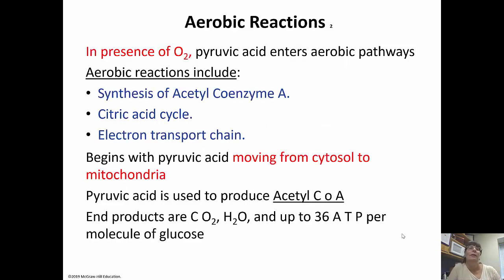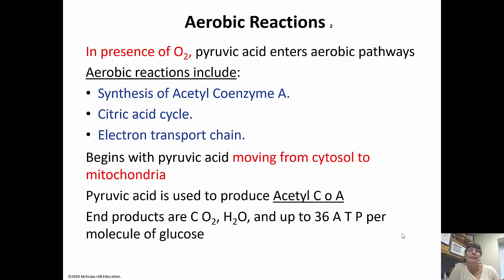However, if you want to run a marathon or even a mile, you need to breathe. You need to get that oxygen in. So the rest of the aerobic reactions are going to involve oxygen. Pyruvic acid is going to enter the metabolic pathways, and we're going to have synthesis of acetyl coenzyme A occur. So pyruvic acid moves from the cytosol to the mitochondria.